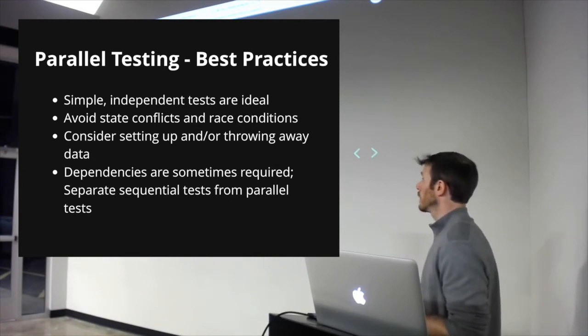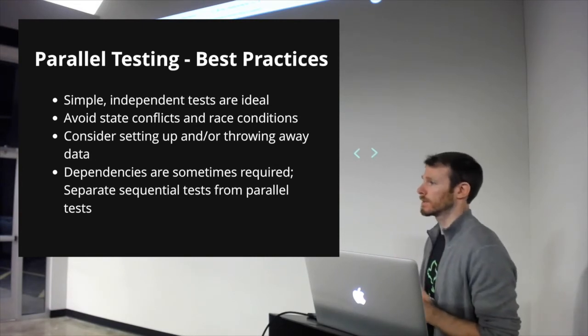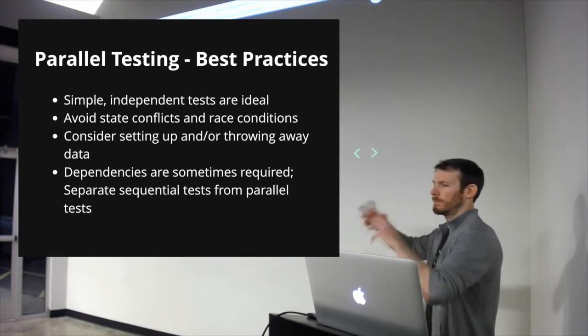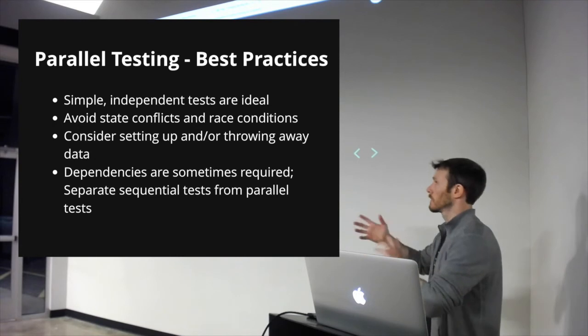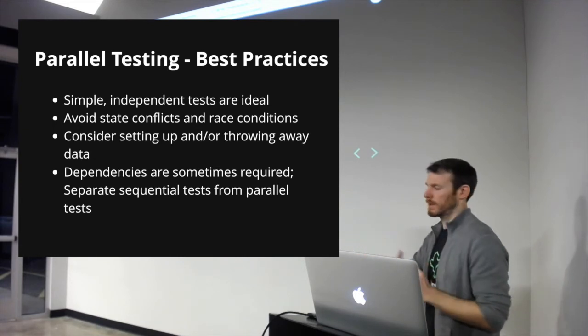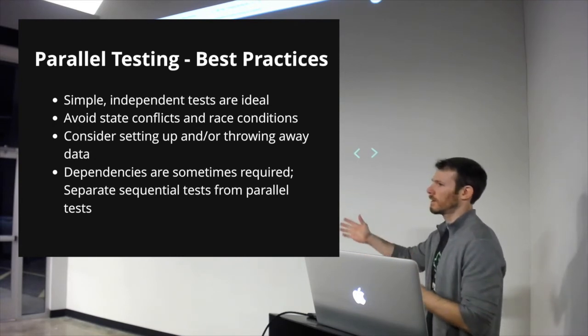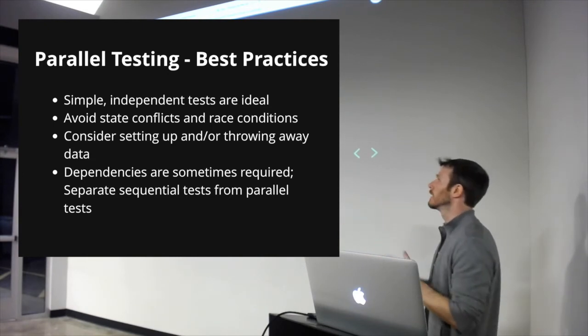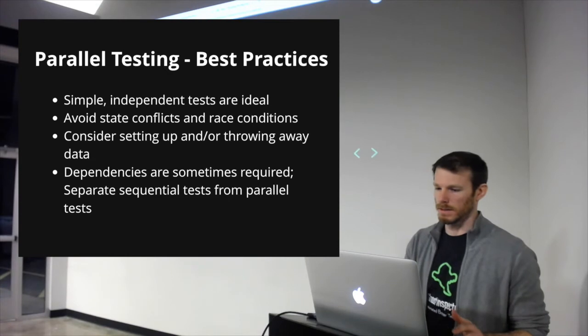Try to avoid state conflicts and race conditions. You want to avoid two tests running in parallel that are manipulating the same record or the same user account. You want to avoid situations where one test signs into an account that's created by a different test, and you just hope that they're going to happen in time. So try to avoid these dependencies.